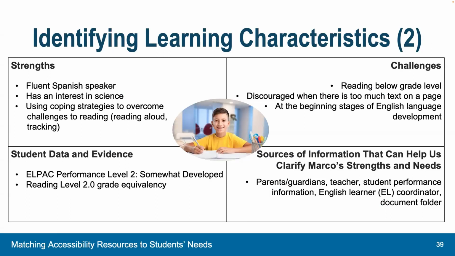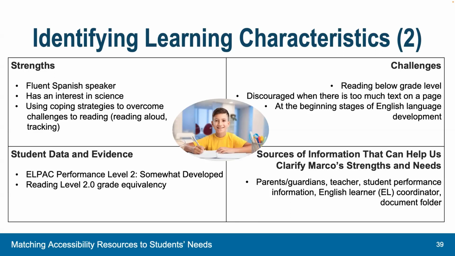So here are some ideas that you might have come up with as you were thinking about Marco's case. Some of his strengths that you might have identified are that he's a fluent Spanish speaker, that he has interest in science, and that he's developed coping strategies to overcome challenges to reading when he uses reading aloud and tracking. Some challenges that you might have identified are that he's currently reading below grade level, that he gets discouraged when there's too much text on a page, and that he's still at the beginning stages of English language development.